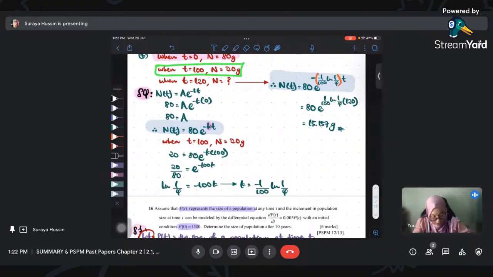The second condition is saying your T is 100 years and the amount of the radioactive is 20 gram. And then you already have the value of A. You already found A earlier, which is 80. Right? So you can find K, right? The way to find K needs care.